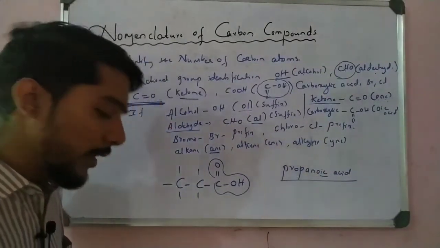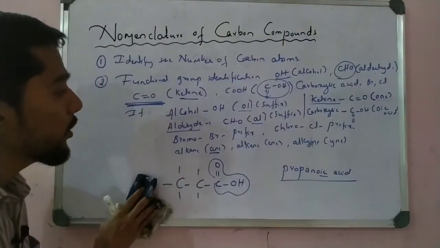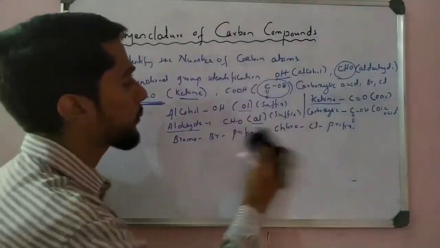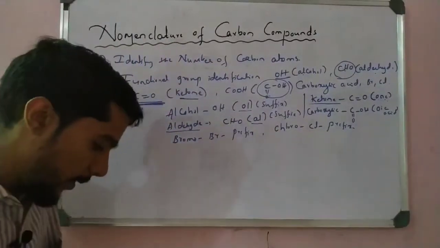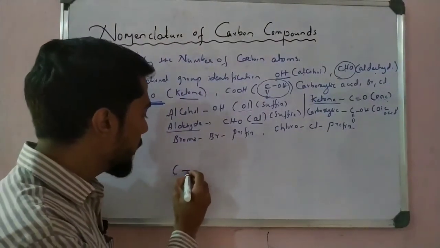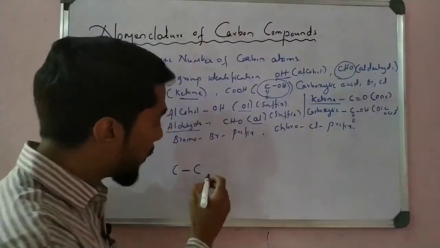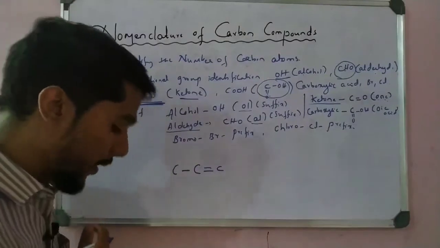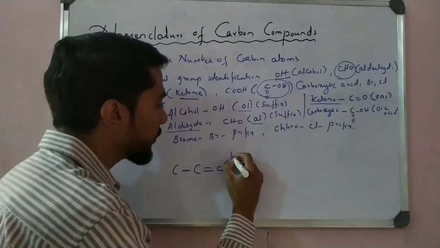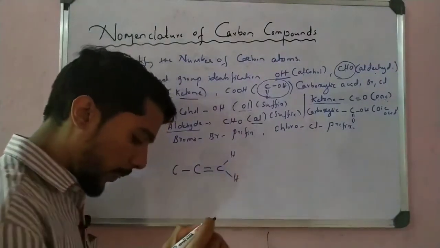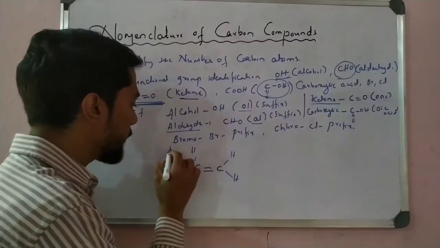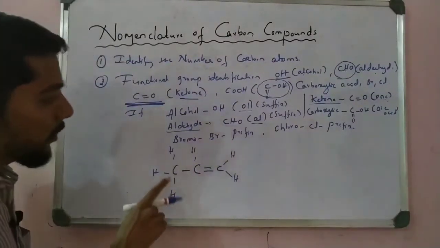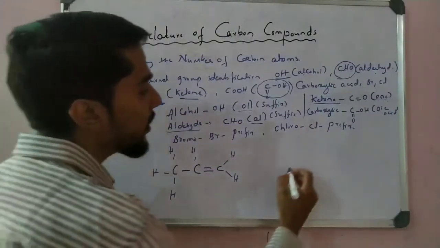Now I can take another example here. I can remove this one. I take another example. Here C single bond C, double bond C. So carbon double bond means it is alkene, right? Double bond is alkene. So now let us see here H, and here H, and H. So see, how many C are there? 1, 2, 3 C. So 3 C means again prop.